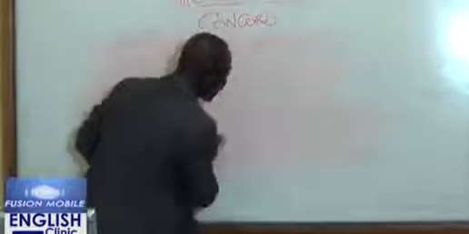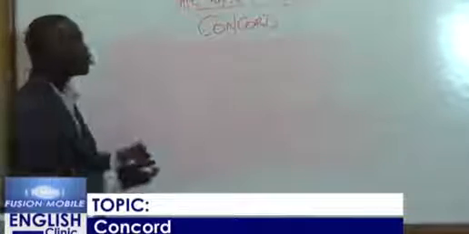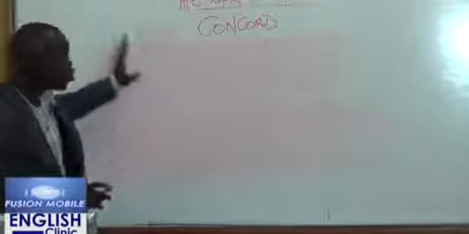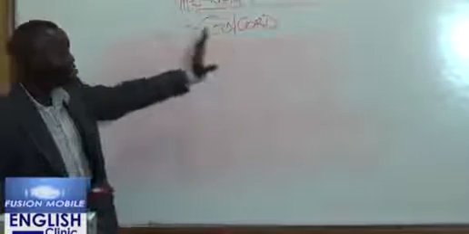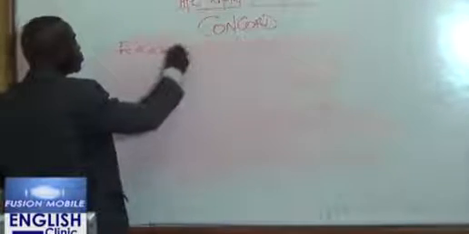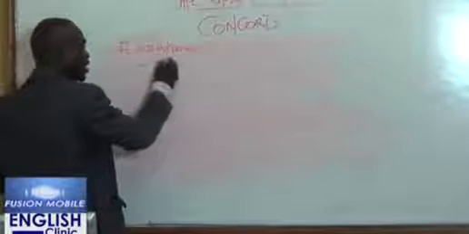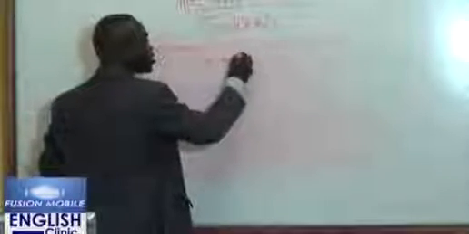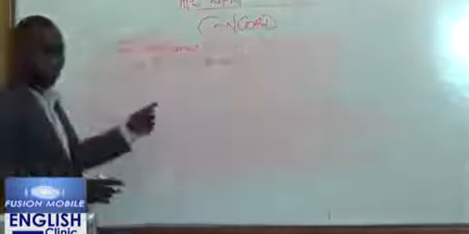Exceptions to rule number 5. In other words, we want to look at cases when two singular subjects connected by "and" will take what? A singular verb. Remember, rule number 5 says that two singular subjects connected by "and" take a plural verb. But we have some exceptions to this rule. What are the exceptions? We are looking at a situation whereby two singular subjects connected by "and" will take a singular verb. That's the exception. So let's look at exception number 1.